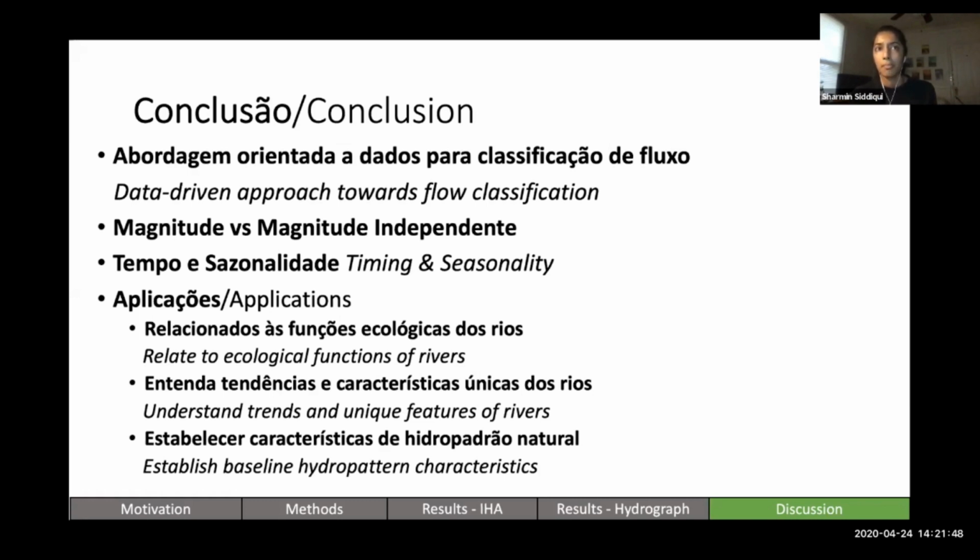And applications of this work include relating flow metrics to ecological functions, especially those that may be hard to directly measure, where you can rely on consistently measured streamflow data, understanding trends and unique features of Amazon rivers, and then establishing a baseline for which one could assess future alteration of rivers.